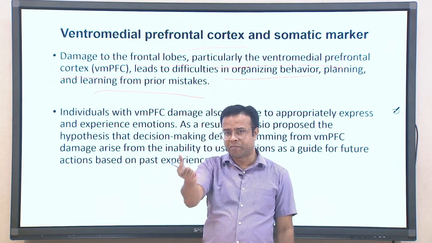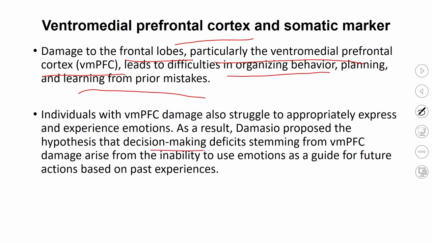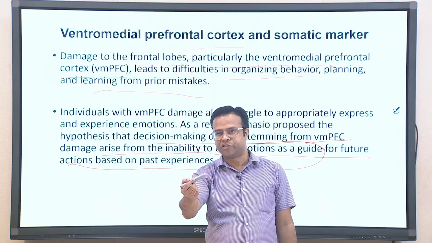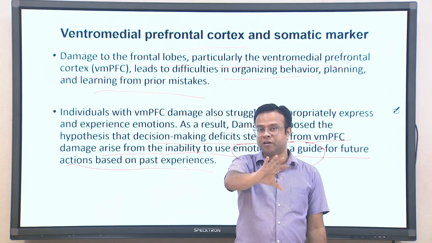As a result, Damasio in his somatic marker hypothesis proposed that the decision making deficits, whenever there is damage to this part of the brain, come from ventromedial prefrontal cortex damage, because of their inability to use emotion as a guide for future actions based on past experience. Due to the damage of this part of the brain, people are not able to use emotion as a guide for their decisions. And we know in complex situations, emotion always helps us take decisions quickly. If this part is damaged, people are not able to use emotion as their guide to take decisions. Therefore, the overall decision making process is very hampered.